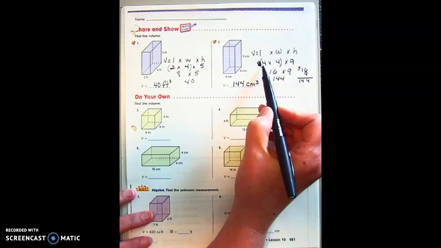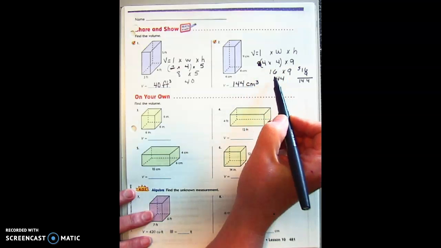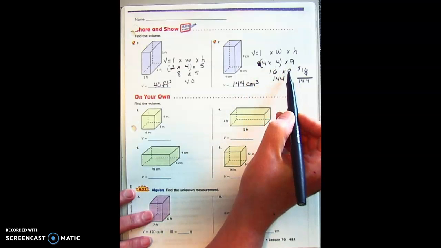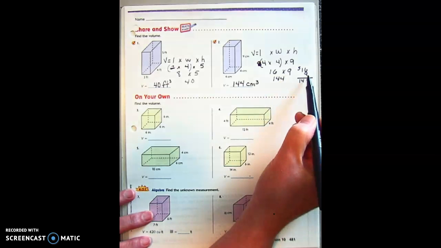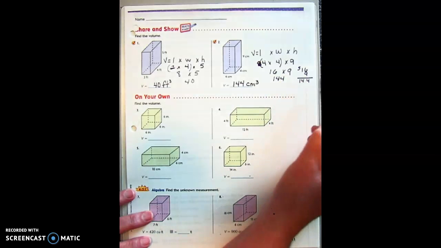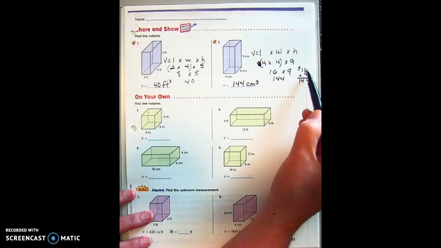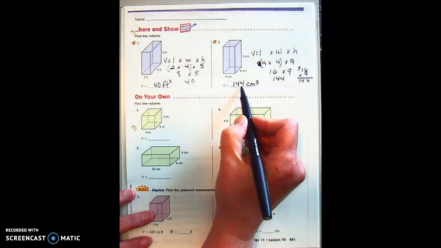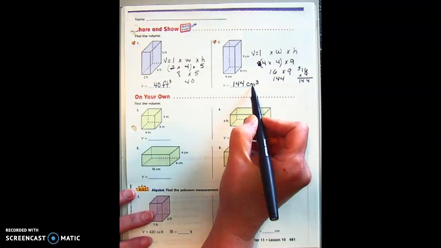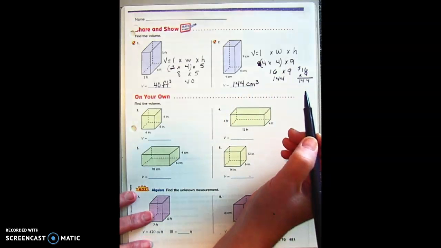I found the area of my base, 4 times 4, to equal 16. Then I multiplied it times my height, and I went over here and did that because it wasn't something that I could really easily do in my head. So 9 times 6 is 54. And 9 times 1 is 9, plus 5 more is 14. So you should have 144 cubic centimeters, or centimeters cubed.